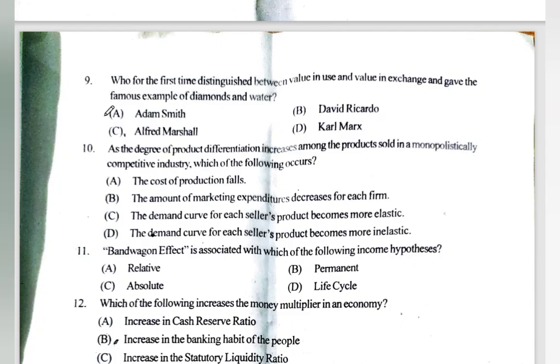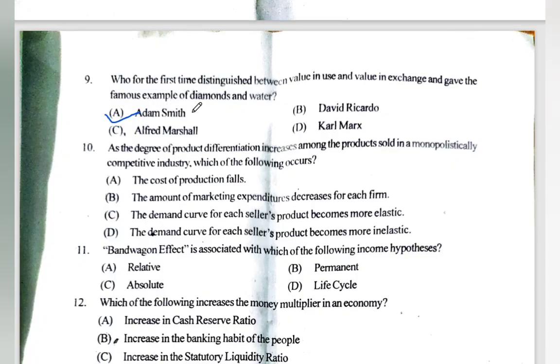The correct answer is option A, Adam Smith, because Adam Smith first distinguished the value in use and value in exchange, taking the example of the water-diamond paradox, and water has more value in use and diamond has more value in exchange. So the correct answer is option A.